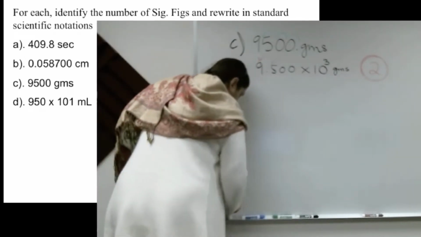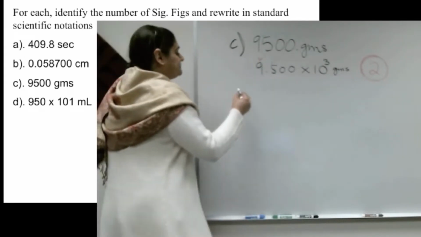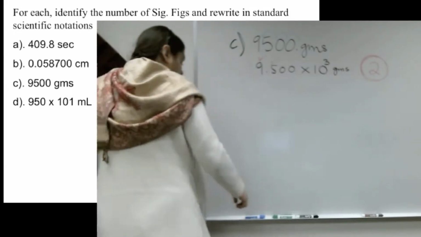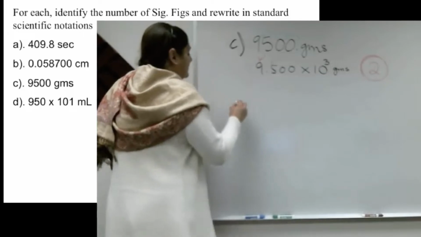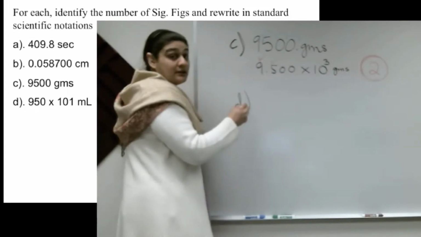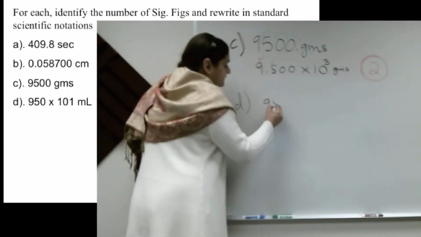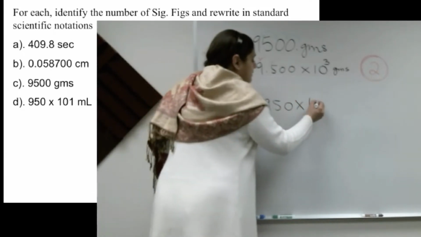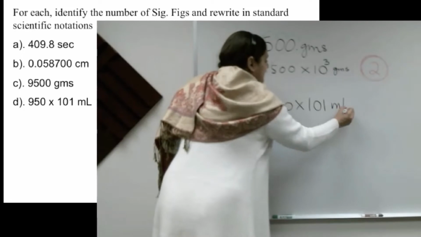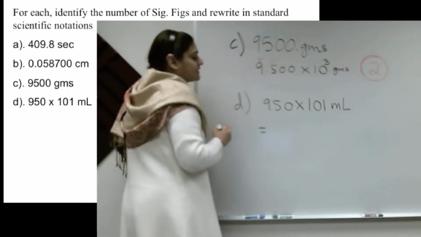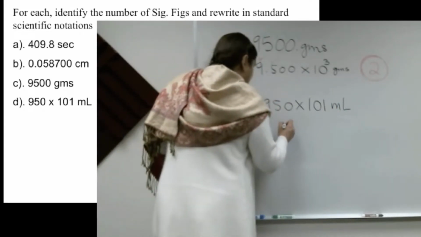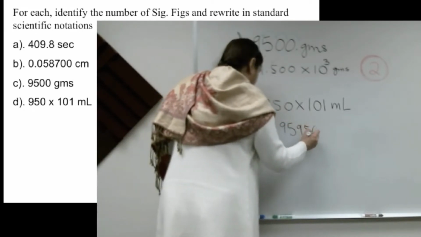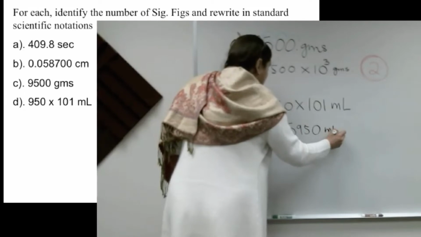Okay. Part D. I have 950 times 101 milliliters. Go ahead, use a calculator, come up with an answer. I get 95950 milliliters. Okay?